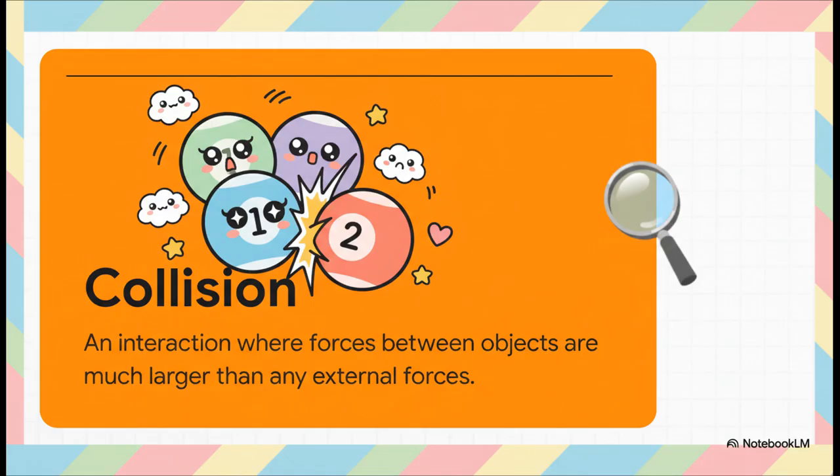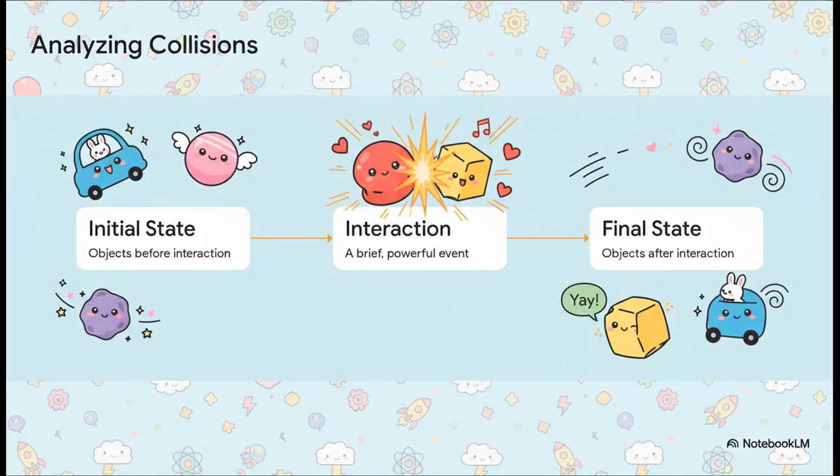Think about two billiard balls hitting. For that tiny instant they're in contact, the force between them is massive, which means we can pretty much ignore the tiny bit of friction from the table. And because those internal forces are so much bigger, physicists get to use this amazing shortcut. They can completely ignore all the messy, complicated stuff that happens during the crash itself. All they have to do is look at the total momentum of everything right before it happens, and then compare that to the total momentum of everything right after.